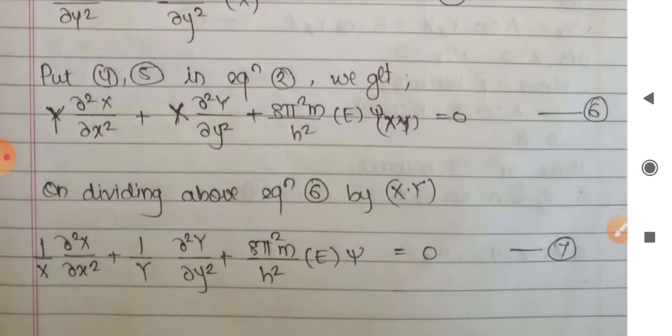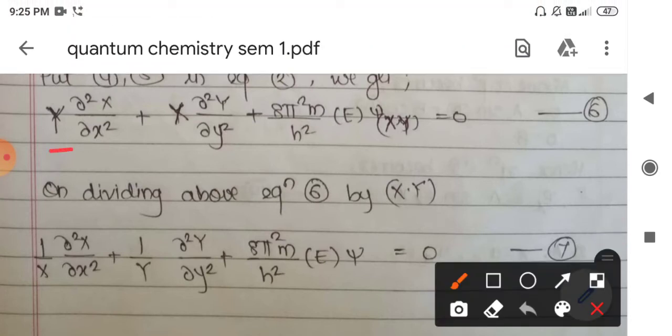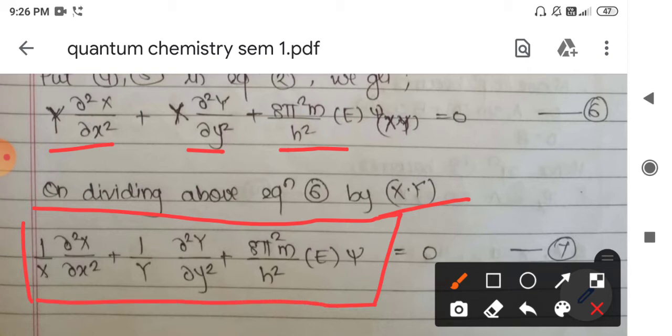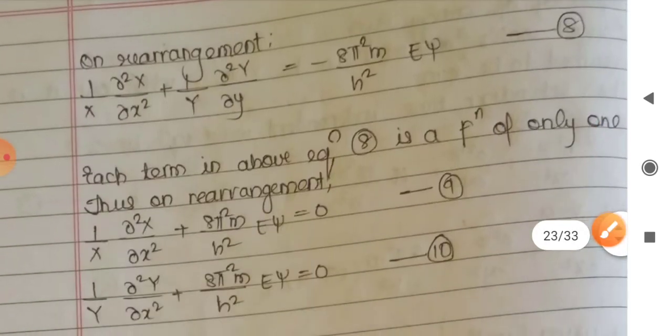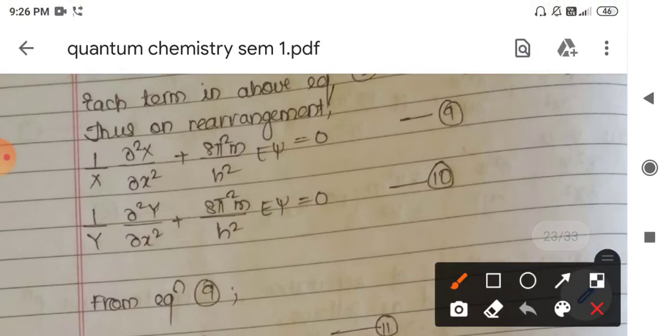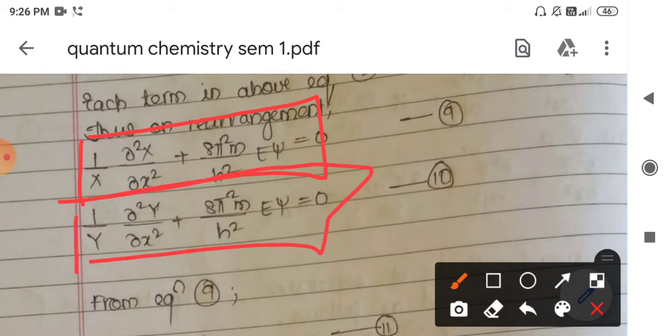Next, substituting those values in this equation, overall I can get the Schrodinger time independent equation. Again I am following the same step, that is dividing by X into Y, so overall I am getting this equation. Upon simplification, two separate equations can be obtained: along the x direction I get this equation, and along the y direction I get this equation.